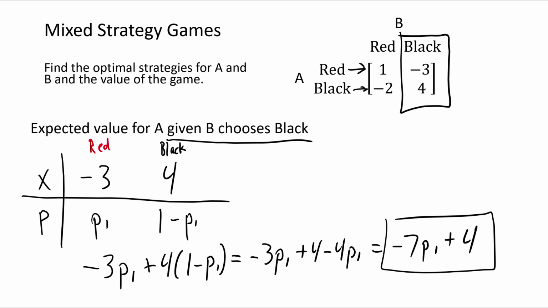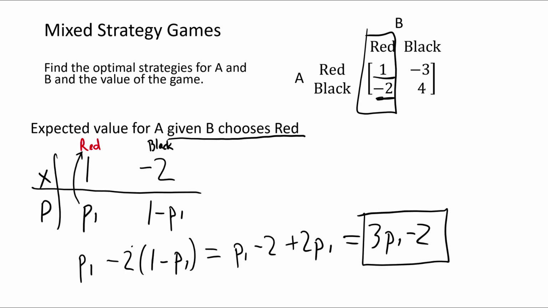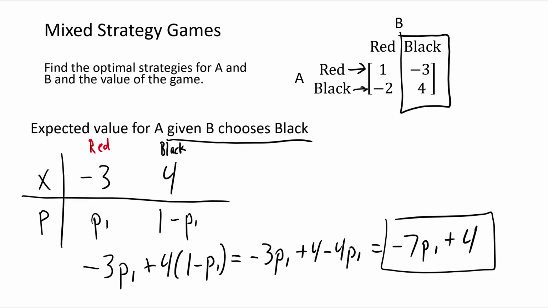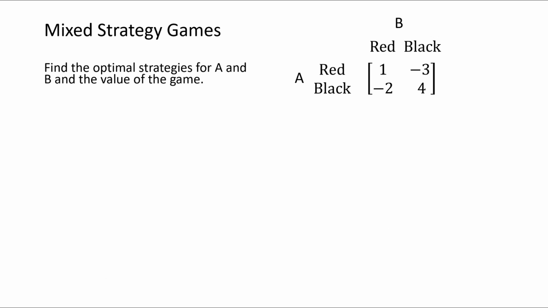All right, so why are we finding these expected values? I haven't really explained that yet. And that's because this is kind of where I feel like it makes the most sense. So let's write down our expected values real quick. Let's go to another page. So we found the expected value for A, given B chooses red. That was 3p1 minus 2. And then we found the expected value for A, given B chooses black. And that was negative 7p1 plus 4. All right, so we had 3p1 minus 2 for our first expected value, and negative 7p1 plus 4.